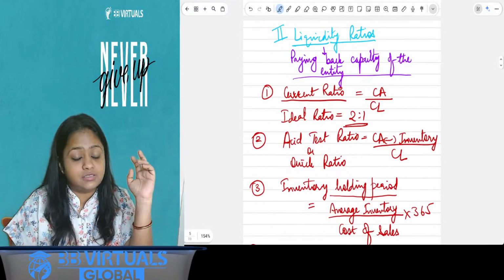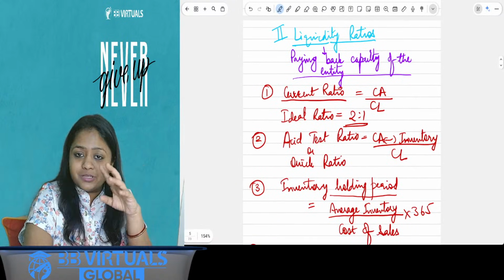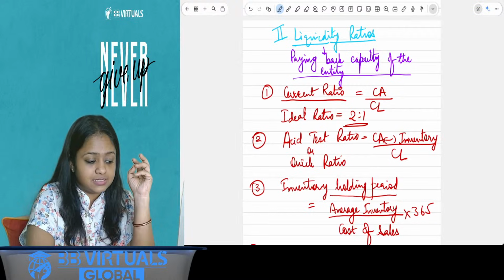Okay, so these are the different profitability ratios. Now let's discuss different liquidity ratios. But just allow me a minute and then we discuss these ratios.